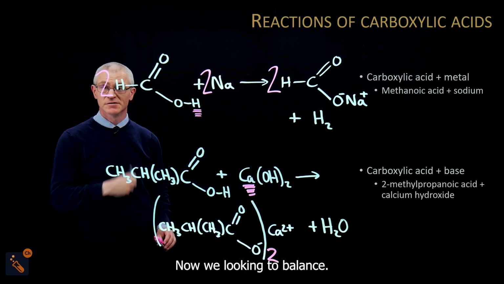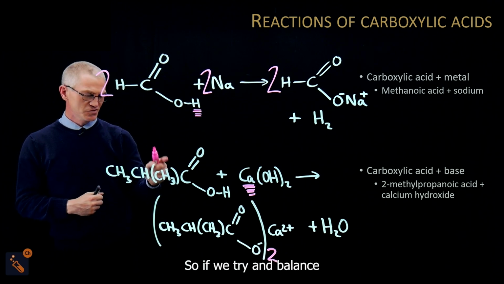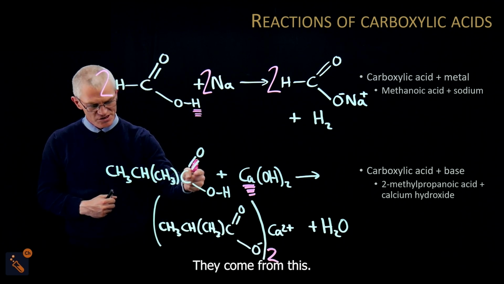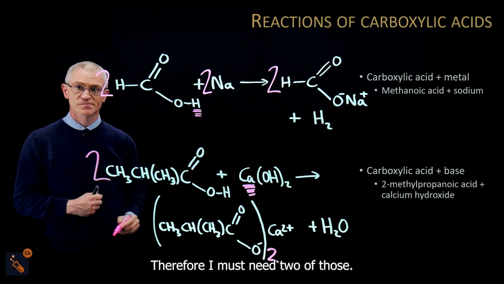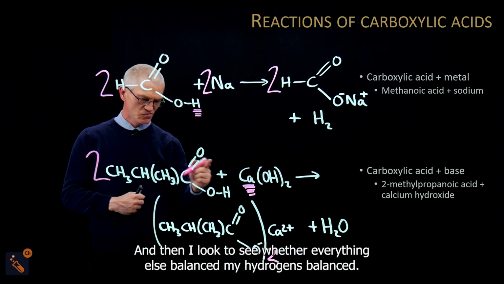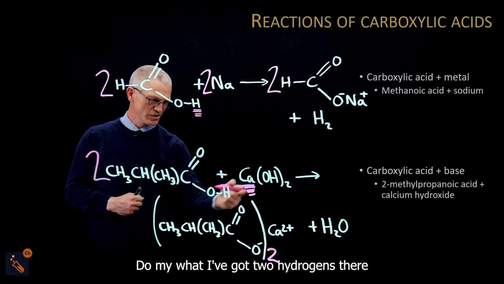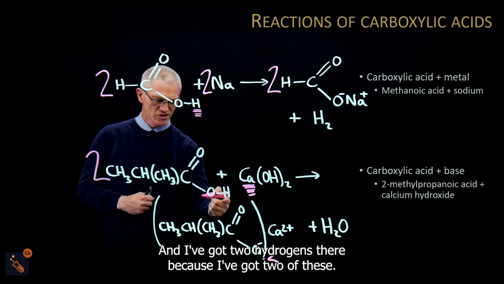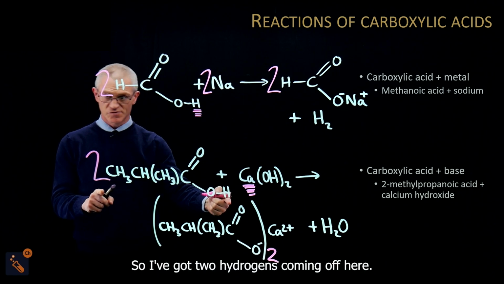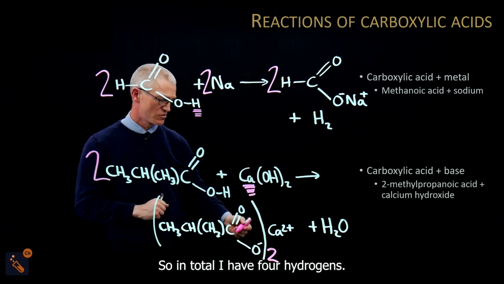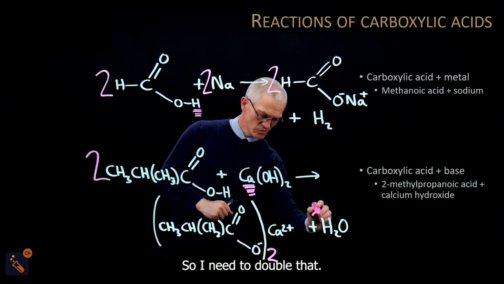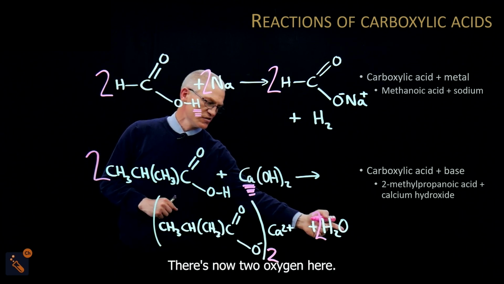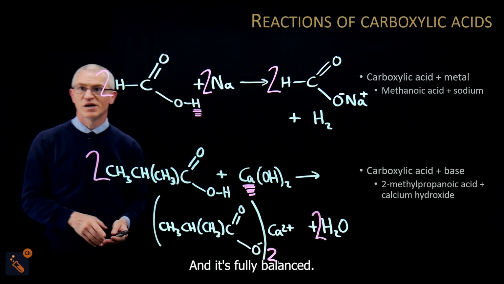Now we're looking to balance. So if we try and balance, we've got 2 of these whole carboxylate ions. They come from this, therefore I must need 2 of those. Okay, and then I look to see whether everything else is balanced. Do my hydrogens balance? Well, I've got 2 hydrogens there, and I've got 2 hydrogens there because I've got 2 of these. So I've got 2 hydrogens coming off here. So in total I have 4 hydrogens. Now I've only got 2 hydrogens here, so I need to double that. So that's now 4 hydrogens. Okay, and there were 2 oxygens here. There's now 2 oxygens here, and it's fully balanced.